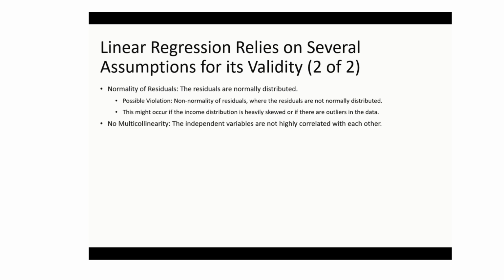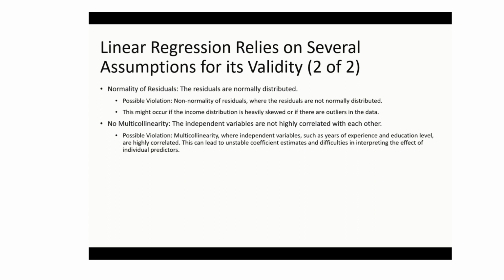No multicollinearity. This is a situation that happens when we have more than one independent variable, so multiple regression as opposed to simple linear regression. This could happen if we had years of experience and education level as our independent variables, and they happen to be highly related or highly correlated. This can lead to unstable coefficient estimates and difficulties in interpreting the effect of the individual predictors.